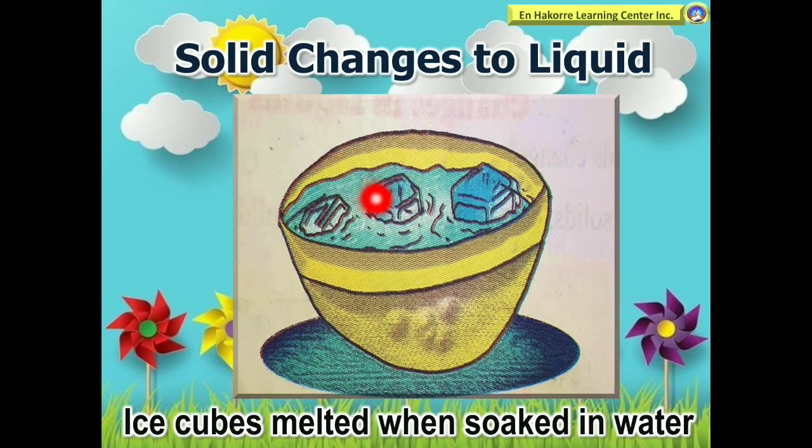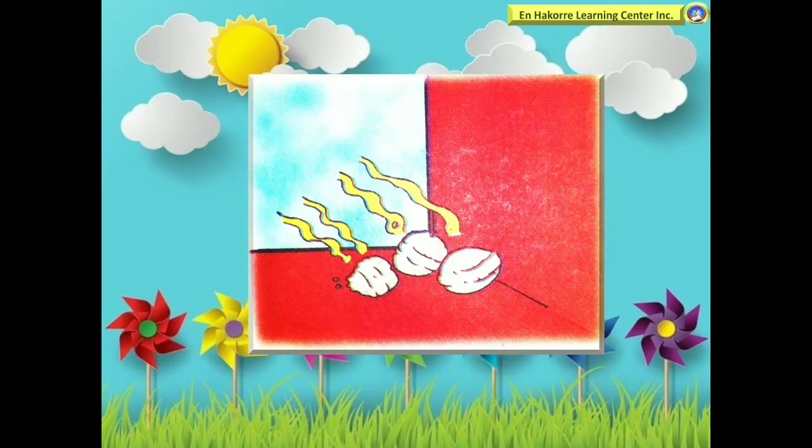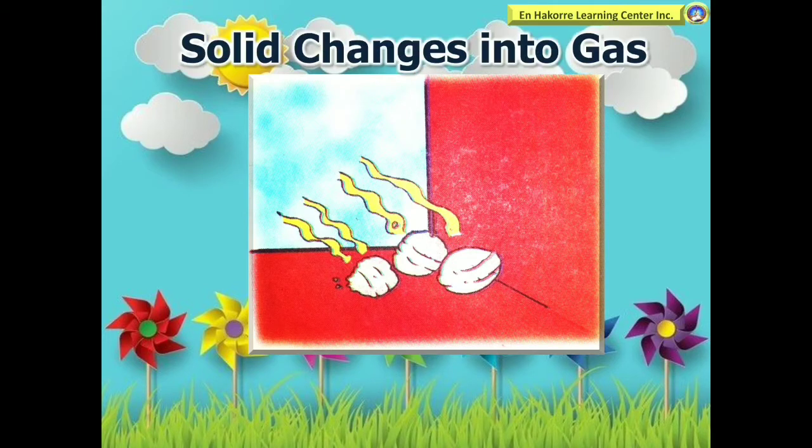So it melts, children. We have here another example of solid changing into gas. Earlier, we discussed the changes of solid into liquid, and now solid can also change into gas. You have there an example of the naphthalene balls.